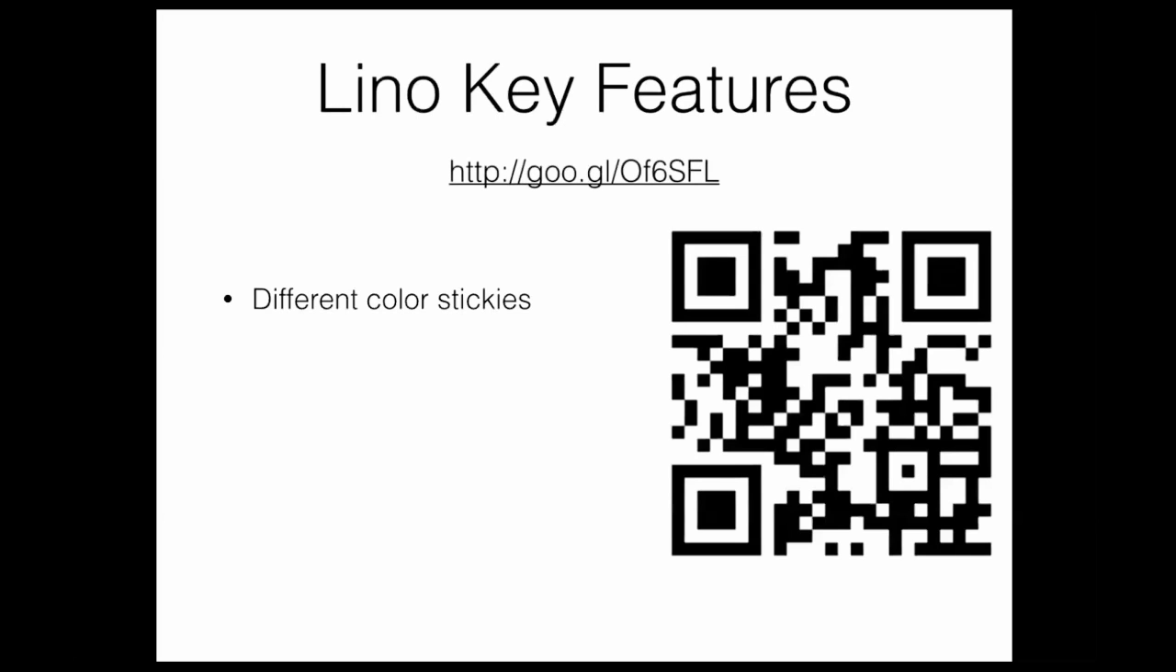So one of the great things I like in Lino is the different color stickies. So you can tell your students, please put all of the advantages in yellow and all of the disadvantages in blue. You can give groups different sticky colors. So I want group 1 as pink, group 2 as yellow, group 3 as blue. So I like the color stickies.